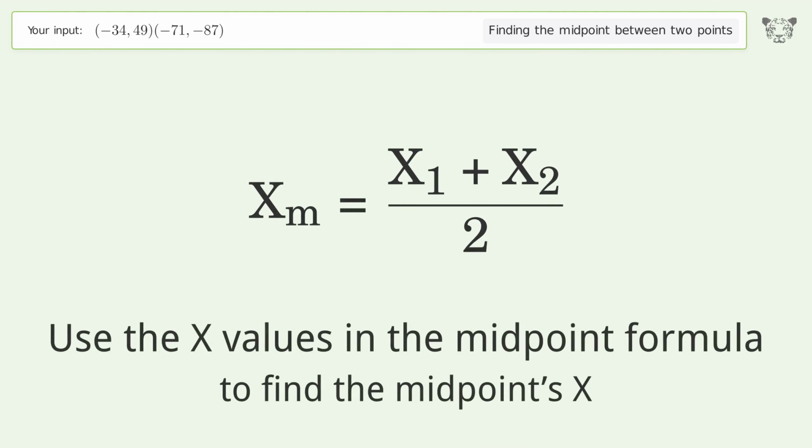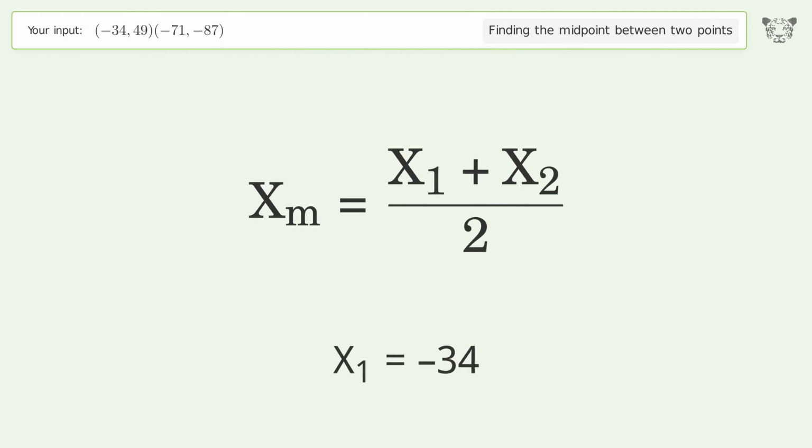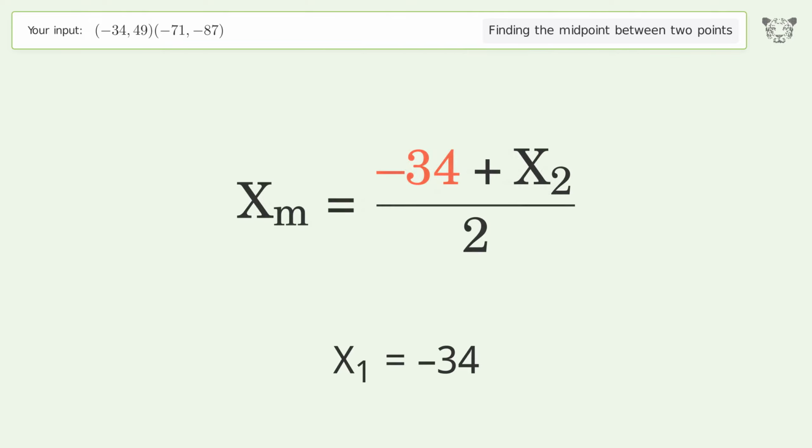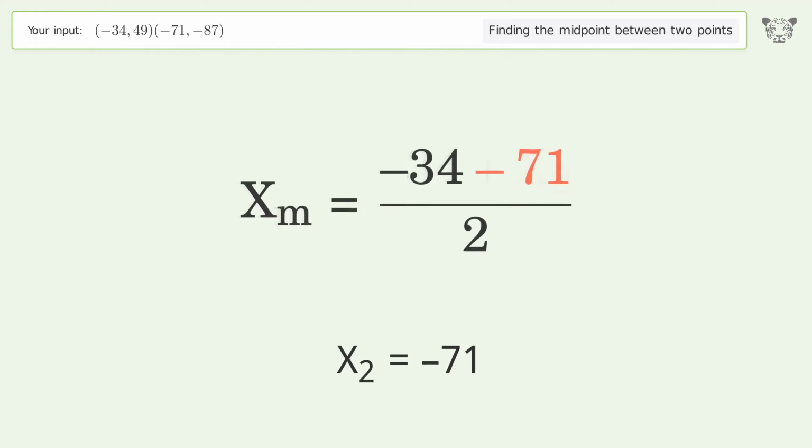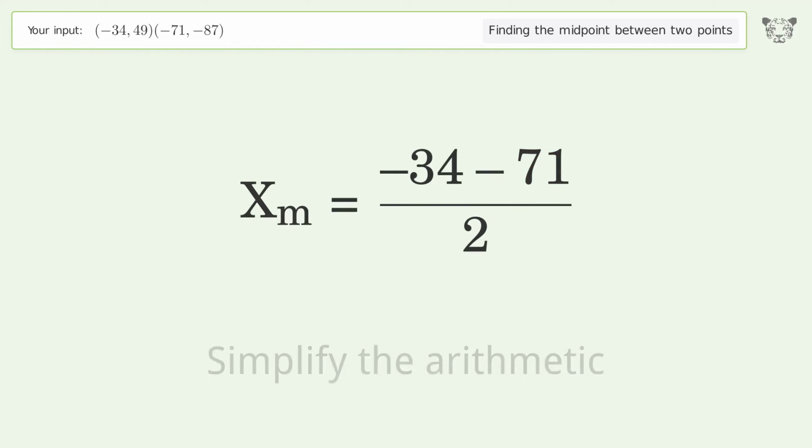Use the x values in the midpoint formula to find the midpoint's x. x1 equals negative 34. x2 equals negative 71. Simplify the arithmetic.